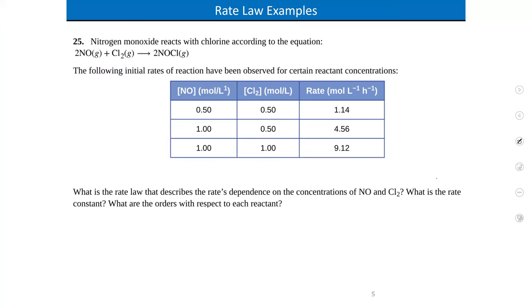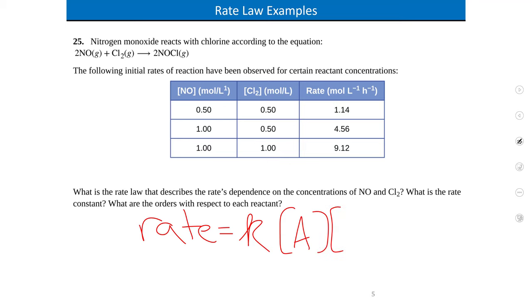All right, let's do some rate law examples. So, reminder that a rate law in general is always going to have this basic form. Rate of a reaction, which we can write in a lot of different ways, is equal to a constant times the concentration of reactant A to an exponent, and we don't necessarily know what that exponent is. And then B to an unrelated exponent. We should do that for as many reactants as we have in a reaction.